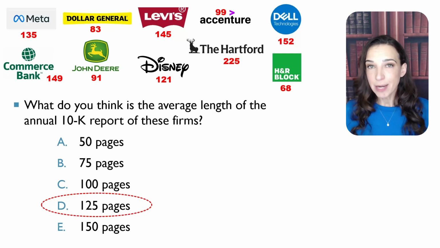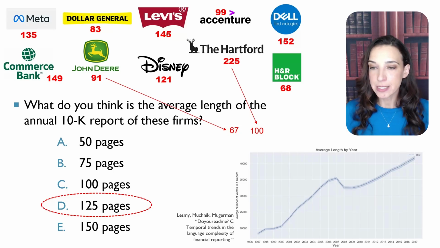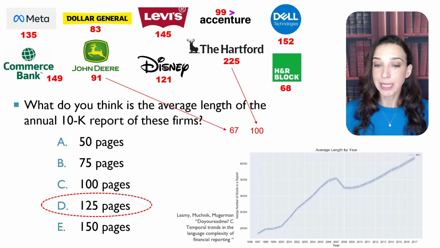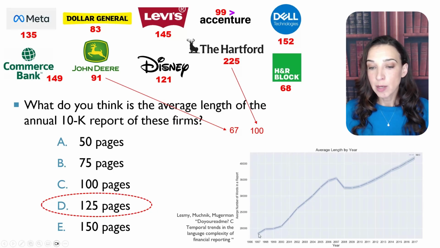Now, the 10K reports, like many other things, have experienced inflation over the years. This chart is from an academic paper that looked at the length of the reports, and this is in the number of words. But you can see that essentially from the mid-90s to today, the average report has doubled in length. And even for the companies that I have here on the slide, John Deere was 67 pages in the mid-90s. It's up to 91 now. Hartford was 100 pages in the mid-90s. It's up to 225 now.